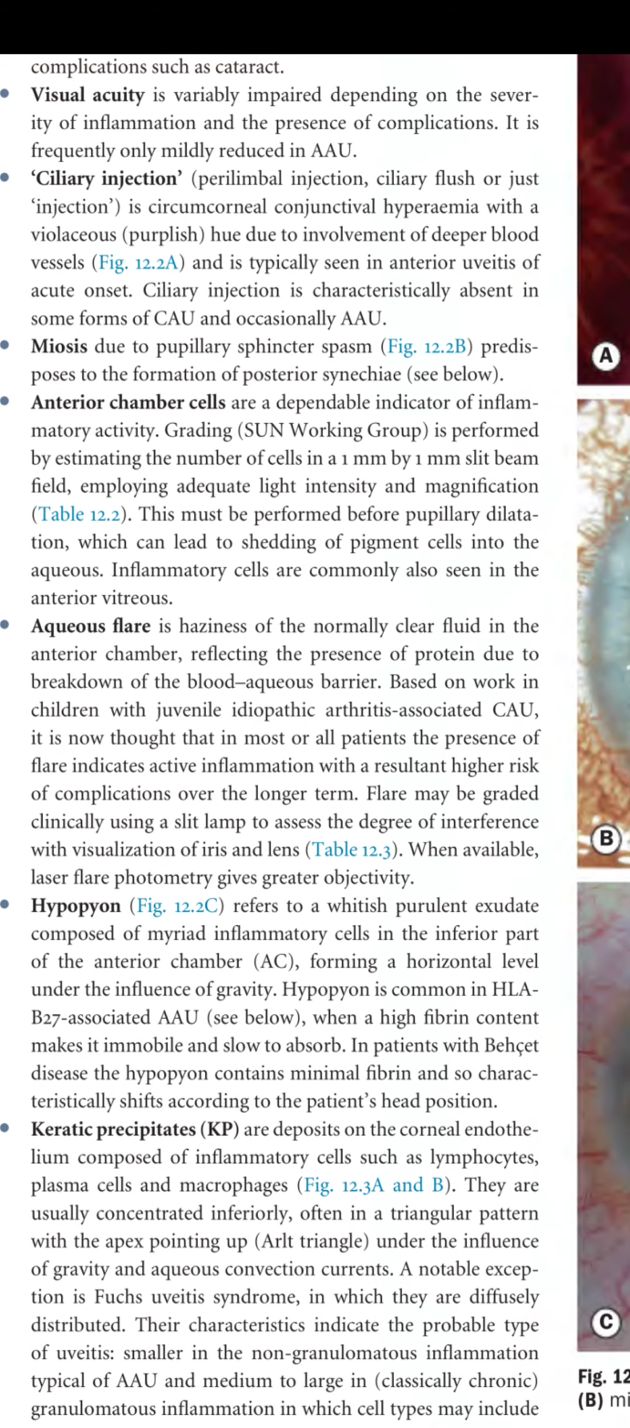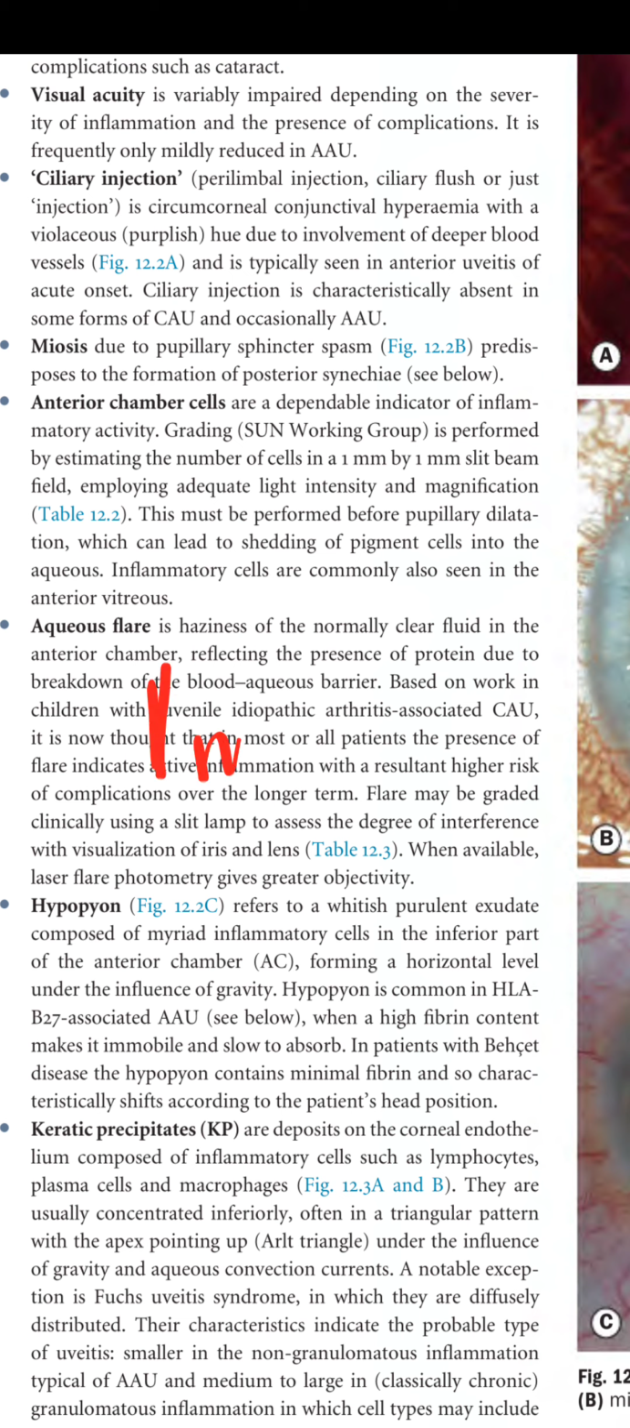Anterior chamber cells are a dependable indicator of inflammatory activity. Grading by the SUN working group is performed by estimating the number of cells in a 1 by 1 mm slit beam field, employing an adequate light intensity and magnification. This must be performed before pupillary dilatation, which can lead to the shedding of pigment cells into the aqueous. Inflammatory cells are commonly also seen in the anterior vitreous.